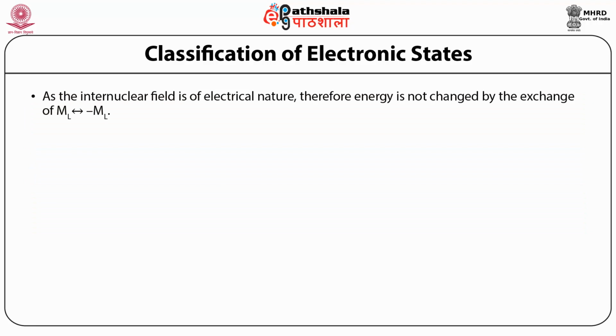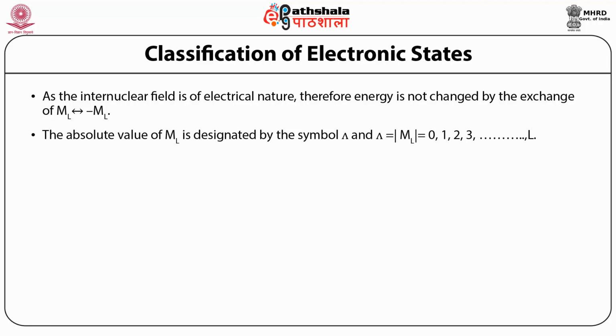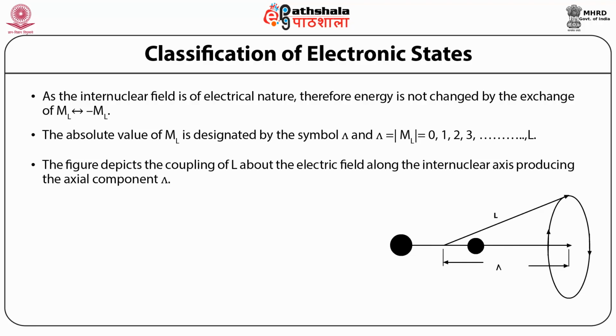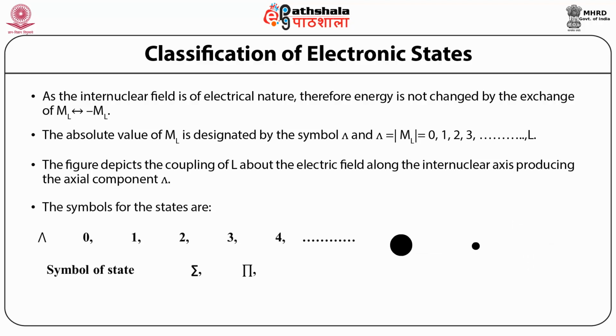As the internuclear field is electrical in nature, the energy is not changed by the exchange of ml to minus ml. The absolute value of ml is designated by the symbol lambda, and this lambda is equal to 0, 1, 2, 3 and so on up to L. The figure depicts the coupling of L about the electric field along the internuclear axis, producing the axial component lambda. The symbols for these states are shown in the table below.